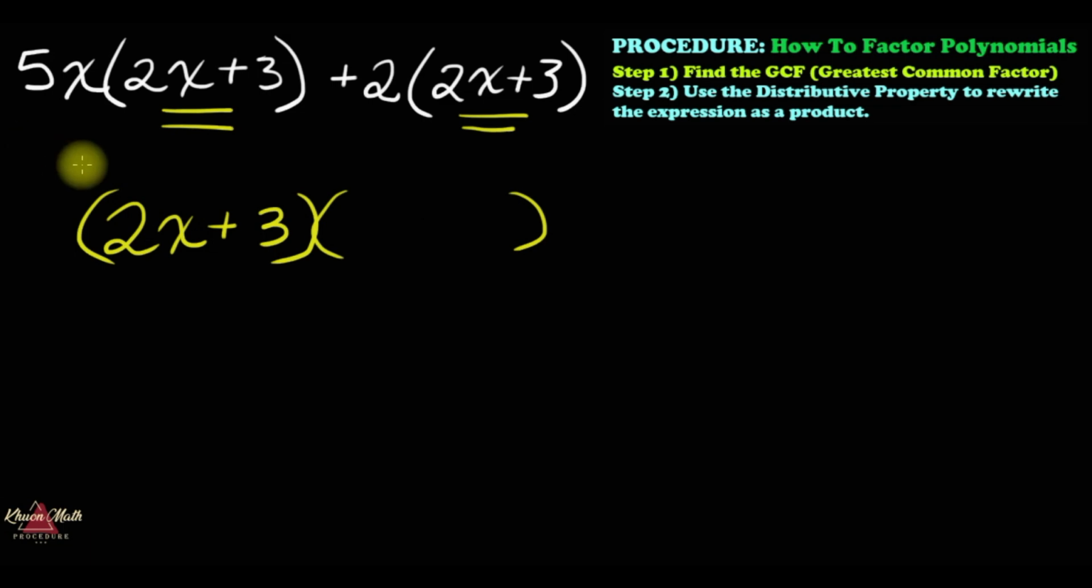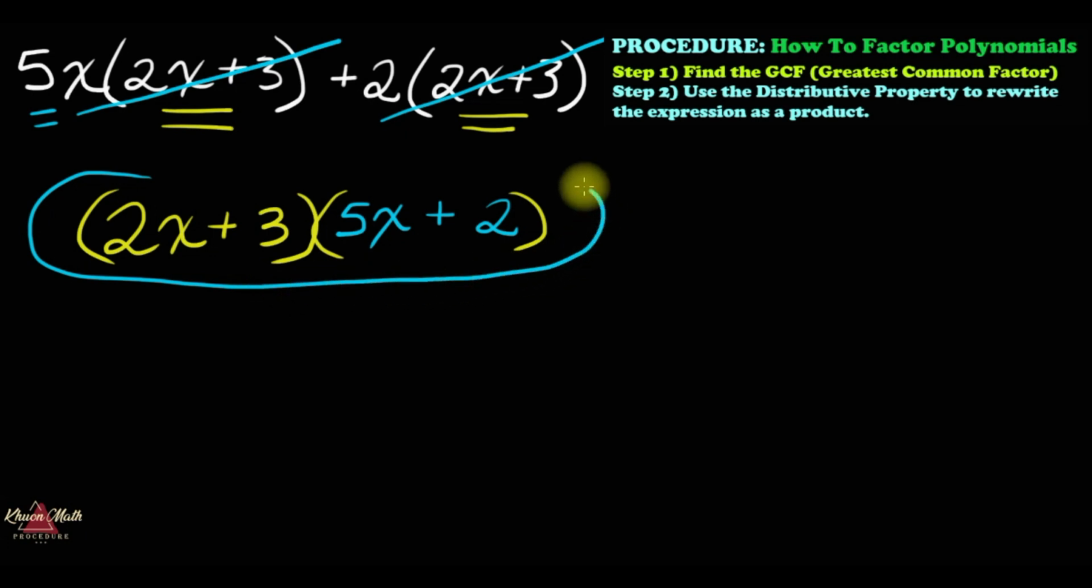So 2x plus 3 times what will give you the top expression. So let's see. Here, if we were to pull out the 2x plus 3, you're left with 5x. So that means 5x goes there. And then here, if you pull out the 2x plus 3, you're left with positive 2. Right? So these are the two factors. Now, if you multiply these two binomials, you get back the top.